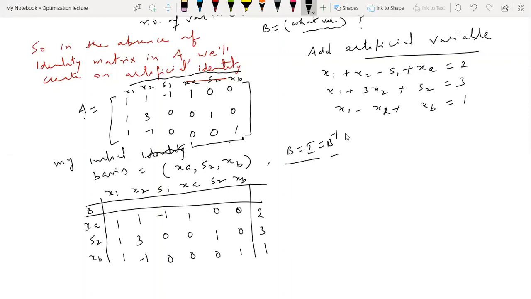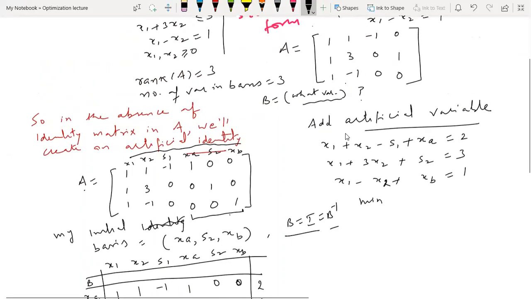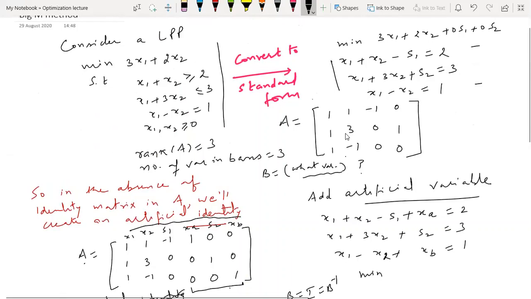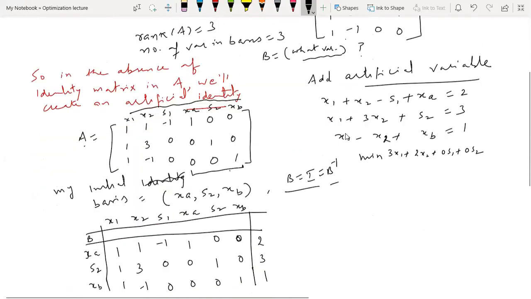So that means I have a feasible basic solution in terms of my original variables. But now the difficult task is how I should make sure that my variables xa, xb leave the basis. For this, my objective function was what? Minimize 3x1 plus 2x2 plus 0s1 plus 0s2. So this was my objective function.